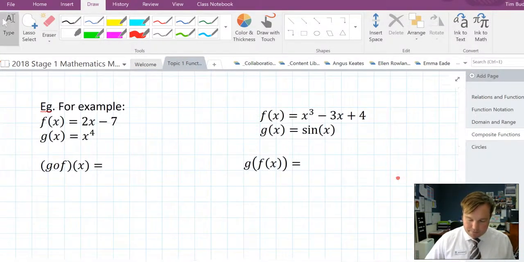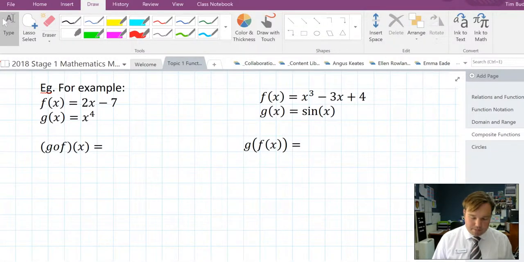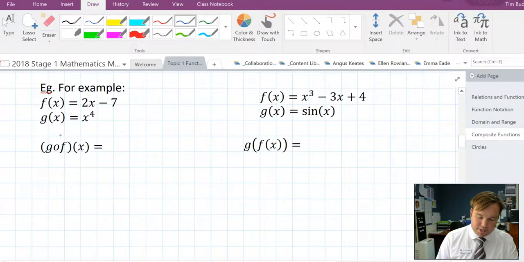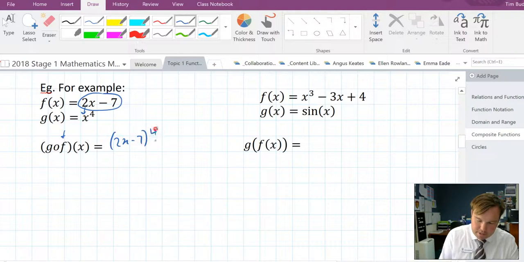So, to give you some examples, note here g of f, which means f is going to occur first on the inside and then it's going into g. So f is 2x take 7, and then that's going into g, which is x to the power of 4. So our result is 2x take 7 to the power of 4.